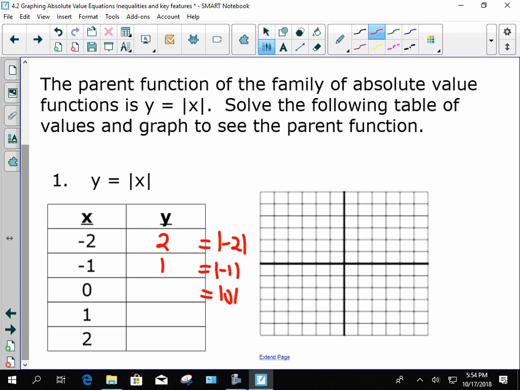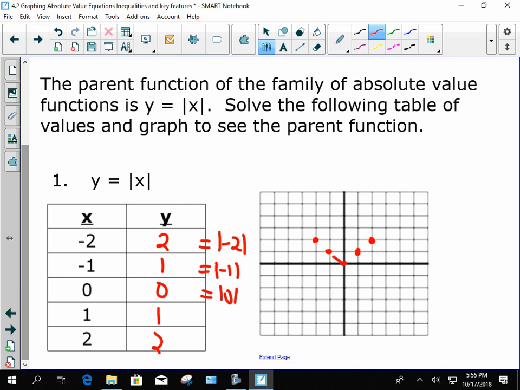The absolute value of 0 is 0. Absolute value of 1 is 1. Absolute value of 2 is 2. So now we get a parent function. This is the function. Anytime you have an absolute value, this is what the graph looks like. When it's the absolute value of just x, it looks like this. So negative 2 is at positive 2. Negative 1 is at positive 1. 0 is at 0. 1 is at 1. And 2 is at 2.